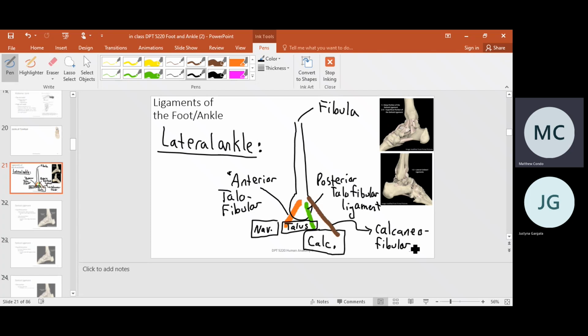However, let's think about it. You have the deltoid ligament. Medial side.